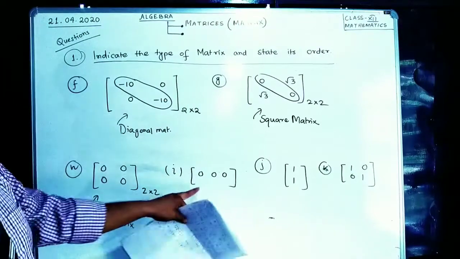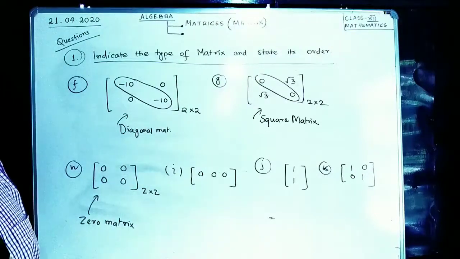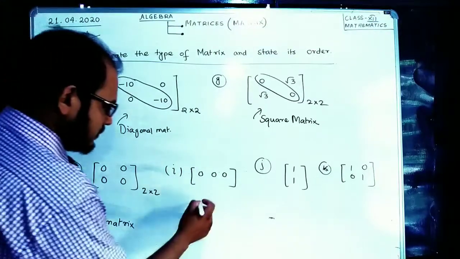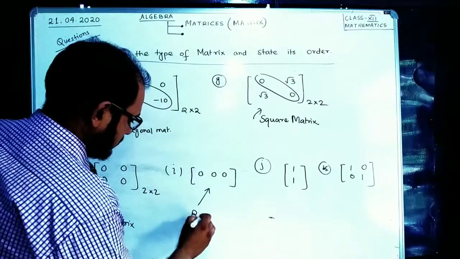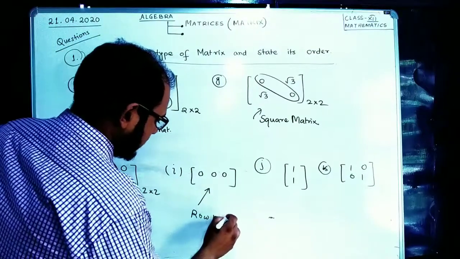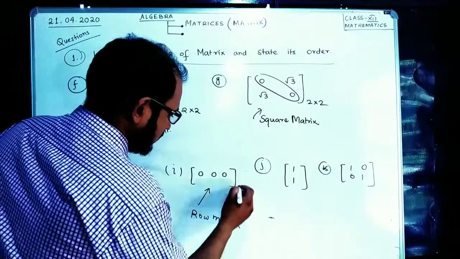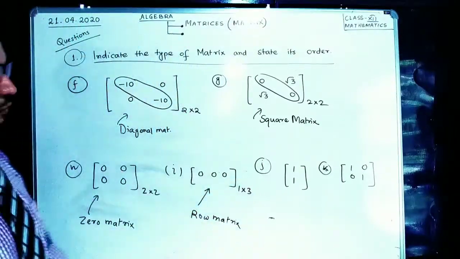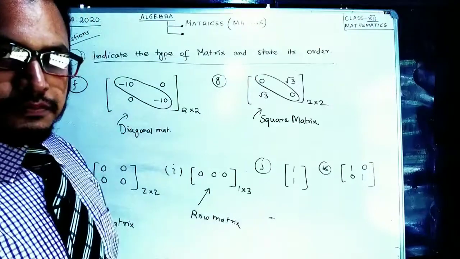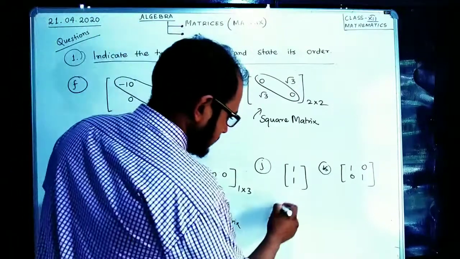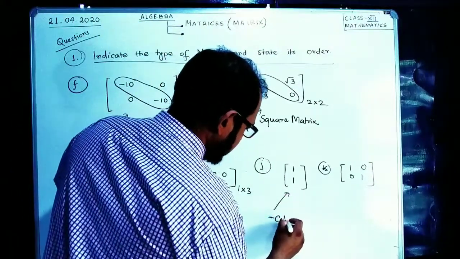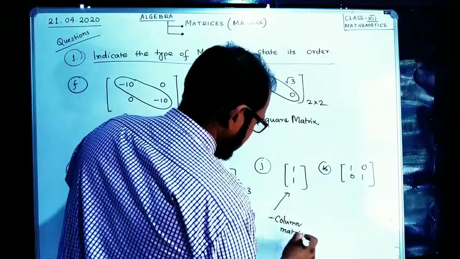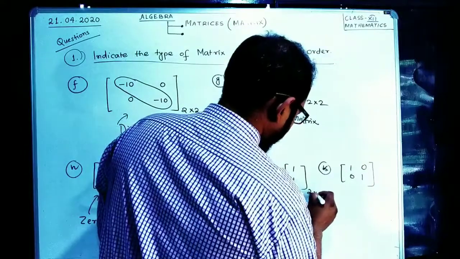What about this one? All the elements are 0. This is a row matrix. A row matrix, order is 1 by 3. What about this one? A column matrix. Good. It is a column matrix, its order is 2 by 1.